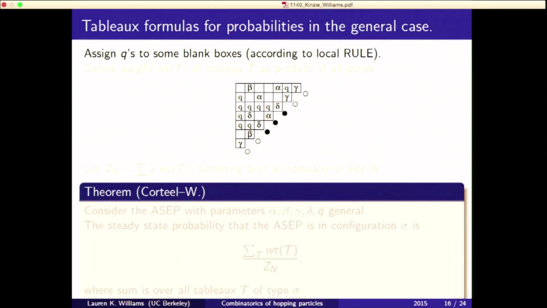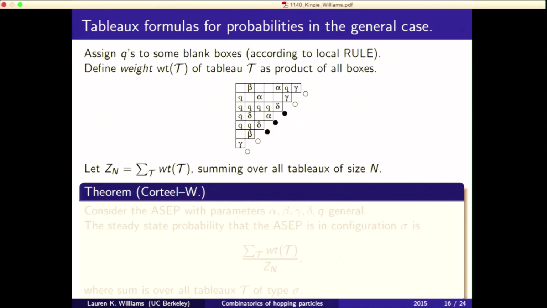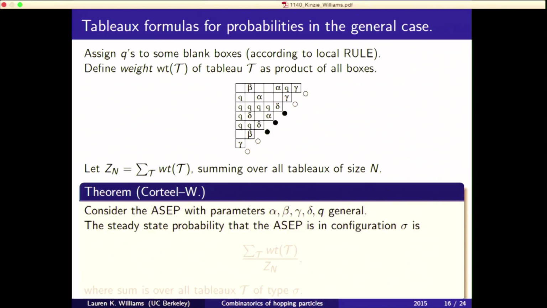And then I'm not going to give you the local rule, but there is a local rule for putting in q's. And then the weight of a tableau is now the product of all boxes. And then the theorem is the same as before. We introduce a normalization factor by summing over all tableaux of size n. And now in the general version of the ASEP, where the parameters are all arbitrary, the steady state probability that the ASEP is in configuration sigma is again this ratio where the numerator is the sum over the weights of all tableaux of that type sigma, where sigma is exactly the configuration of particles we're interested in.